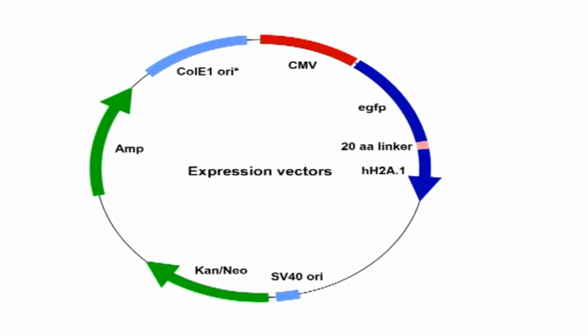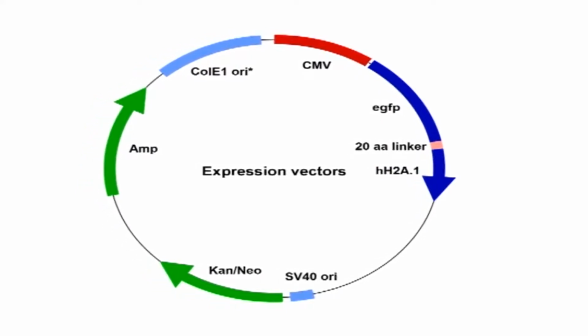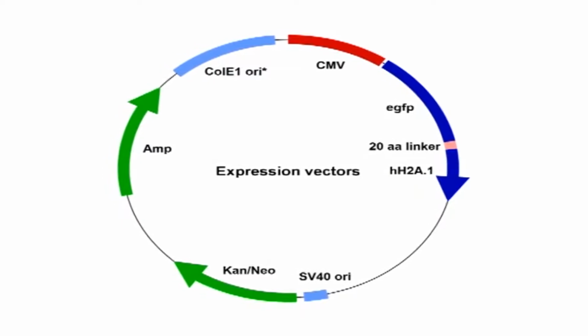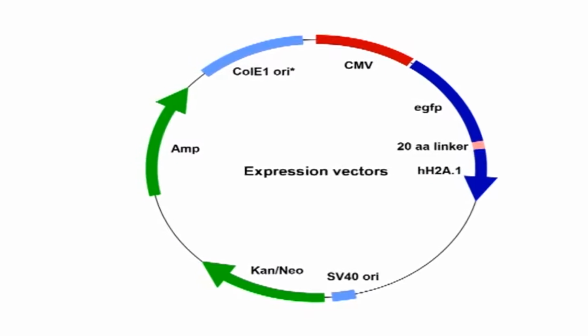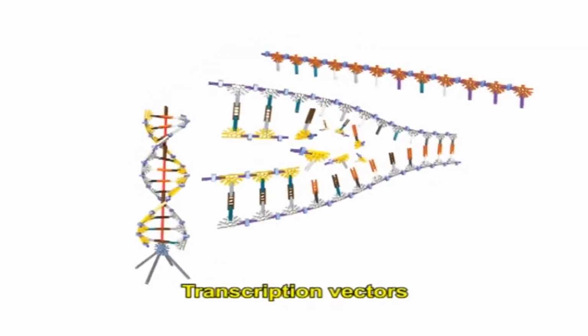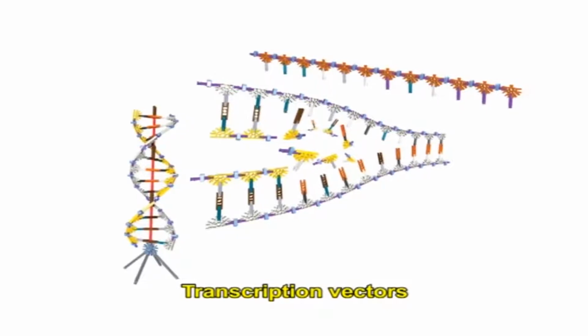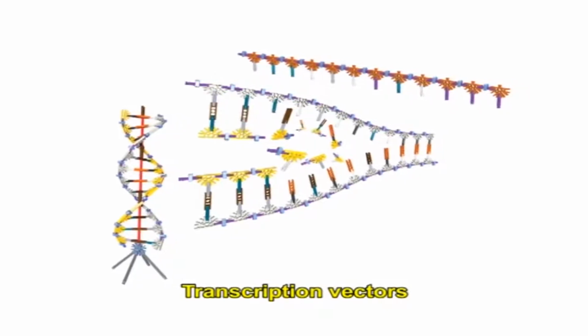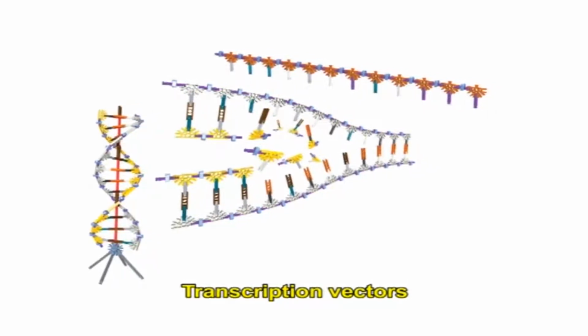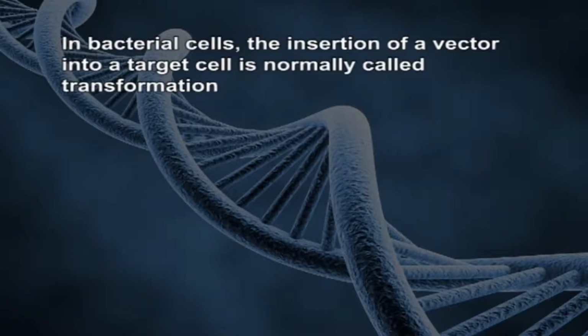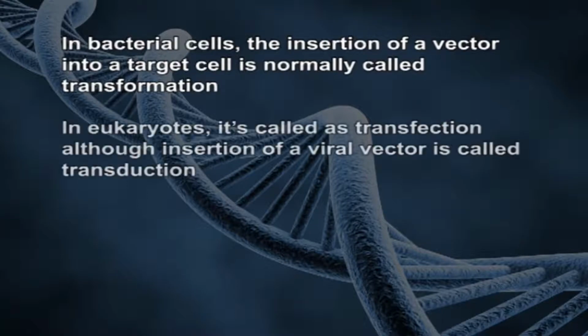Expression vectors are vectors that specifically express the transgene in the target cell and normally have a promoter sequence to drive expression of the transgene. Transcription vectors in a target cell can replicate but not express, unlike expression vectors. To amplify their insert, transcription vectors are used. In bacterial cells, the insertion of a vector into a target cell is normally called transformation, and in eukaryotes it is called transfection, although insertion of a viral vector is called transduction.